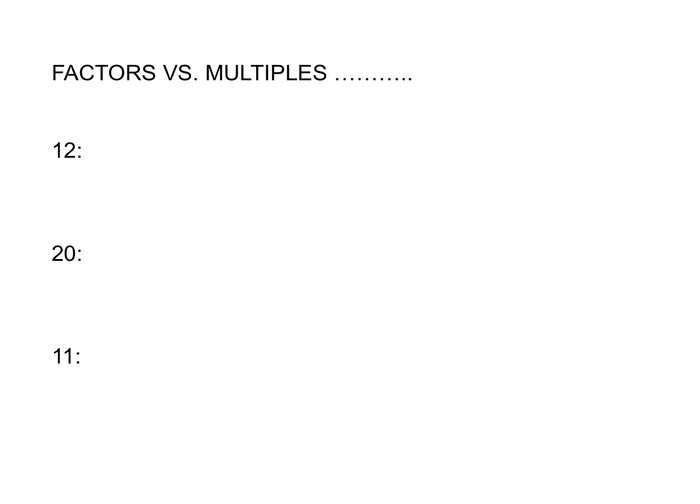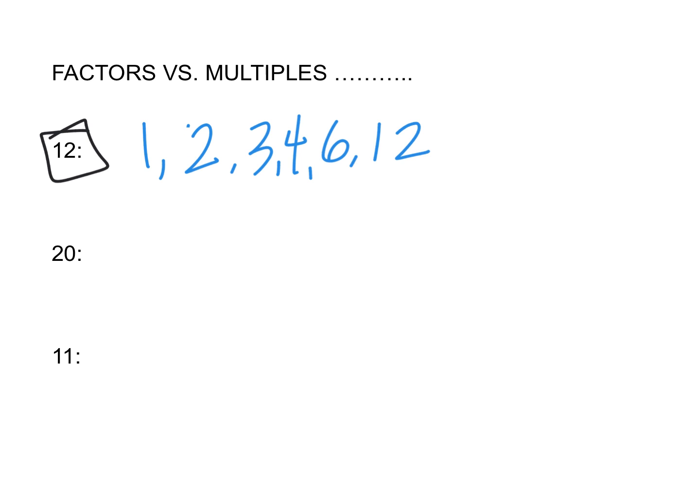So factors versus multiples, very important for you to make sure you understand. The factors of 12 would be 1 and 12, 2 and 6, and then 3 and 4. So remember, it's two numbers. Like 1 times 12 is 12, 2 times 6 is 12, and then 3 times 4 is 12. So two numbers multiplied together to get that number.